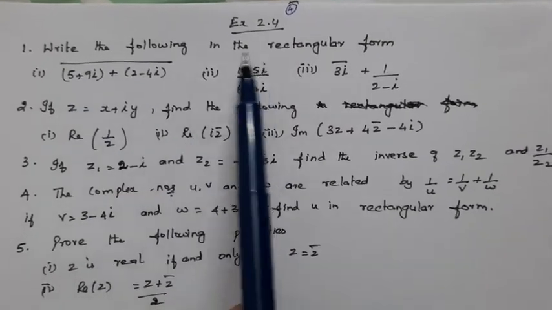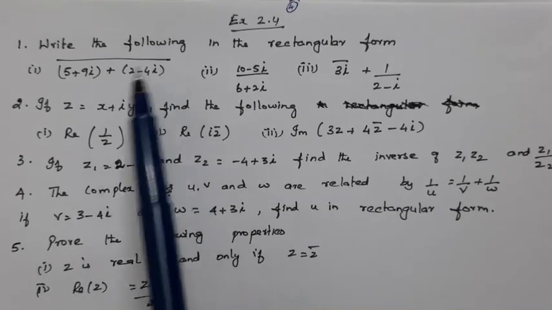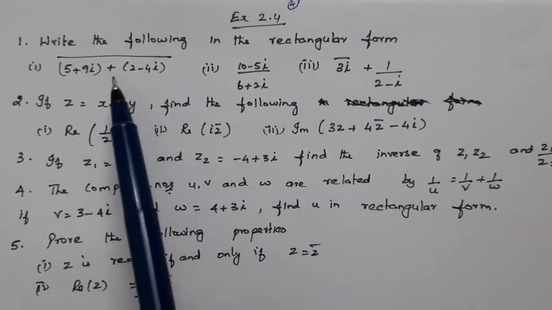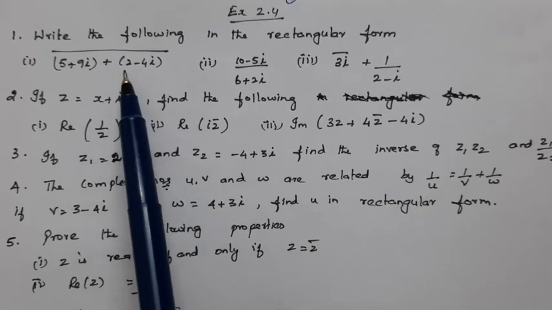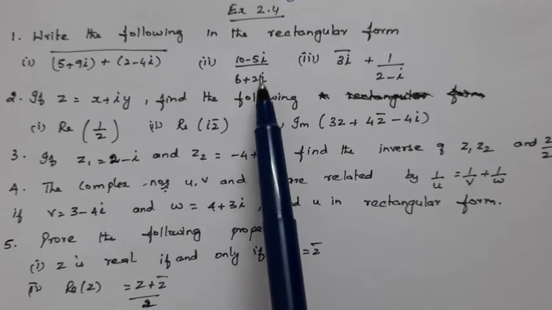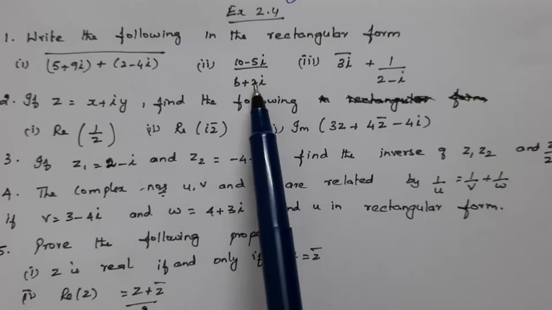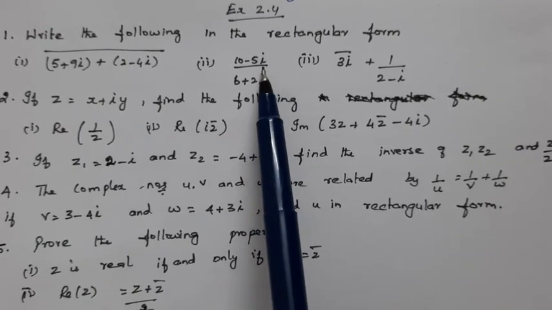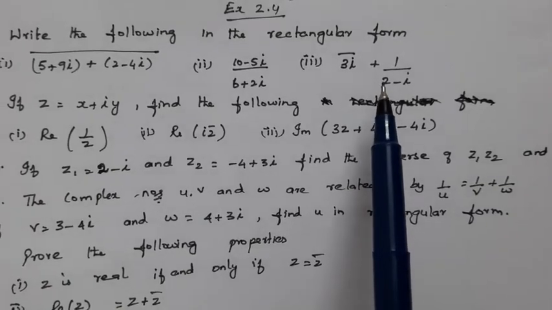First one is, write the following in the rectangular form. (5 + 9i) plus the conjugate of (2 - 4i). So first simplify this. Whatever the problem given, first you have to reduce it to the standard form. So just add these two, reduce to the standard form and then take the conjugate. And then similarly Z1 by Z2 is given. So you multiply and divide by the conjugate of the denominator and then simplify it. And then the conjugate of 3i plus 1/(1 - 2i).